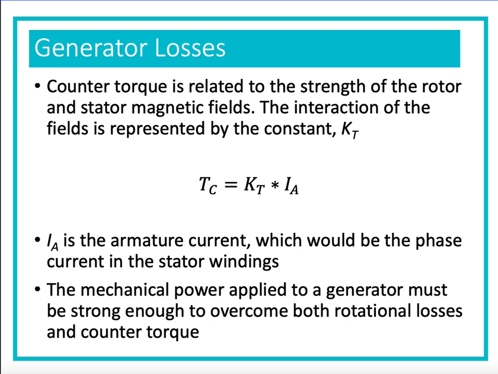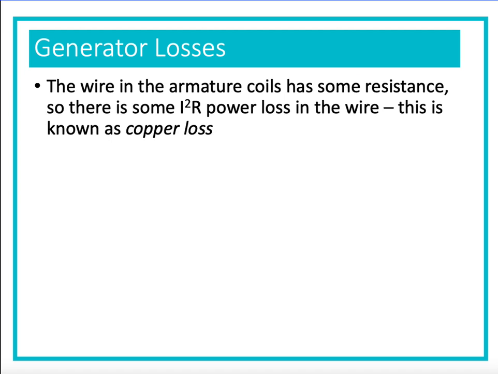The mechanical power that you apply to a generator has to be strong enough to overcome the losses, so both the rotational losses and the counter torque. So that needs to be greater than those two in order to actually start spinning.